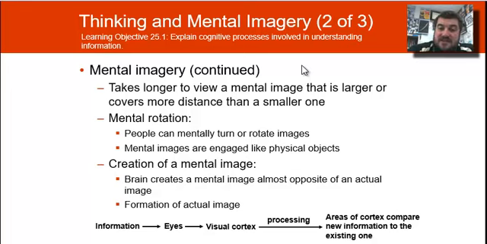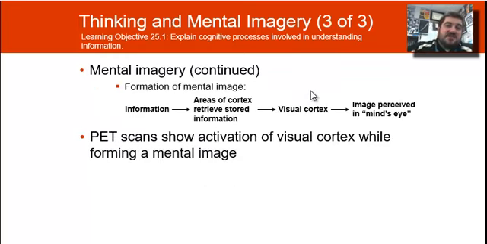And how do we create a mental image? Well, it's almost the exact opposite of an actual image. The information goes to your eyes, then the visual cortex for processing, and then it goes to the areas of the cortex that compare new information to existing information. And we either assimilate or accommodate that information. If we form a mental image, the information goes from the areas of the cortex that hold that stored information to the visual cortex, and then the image is perceived in the mind's eye.